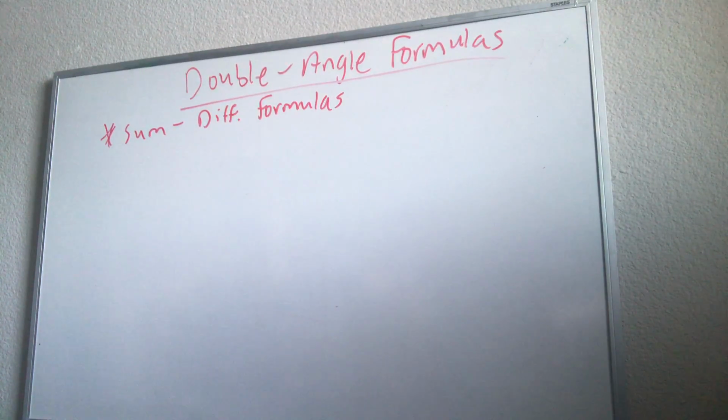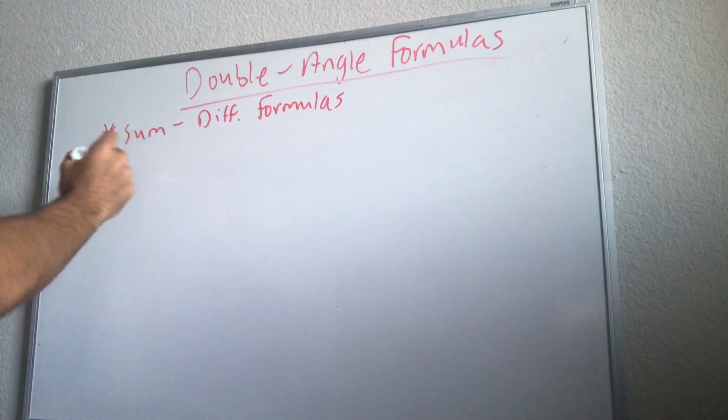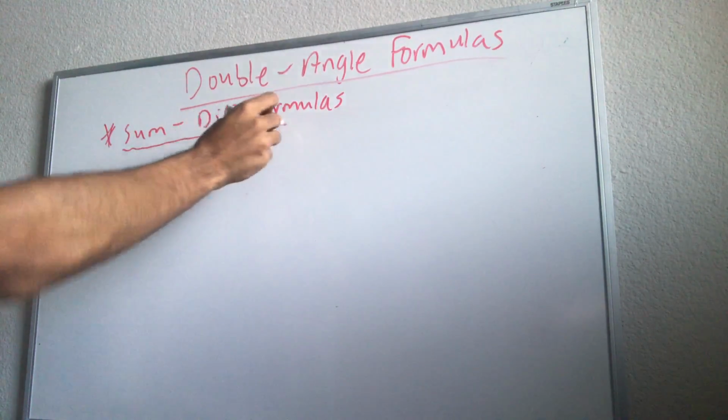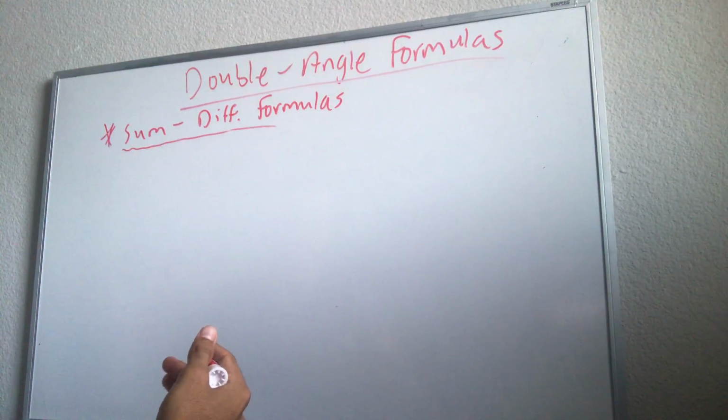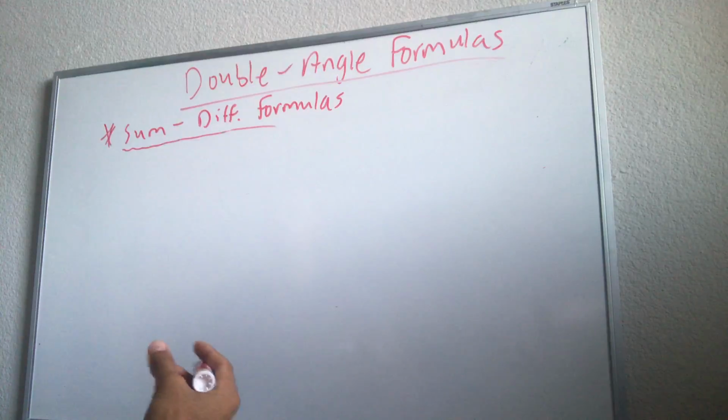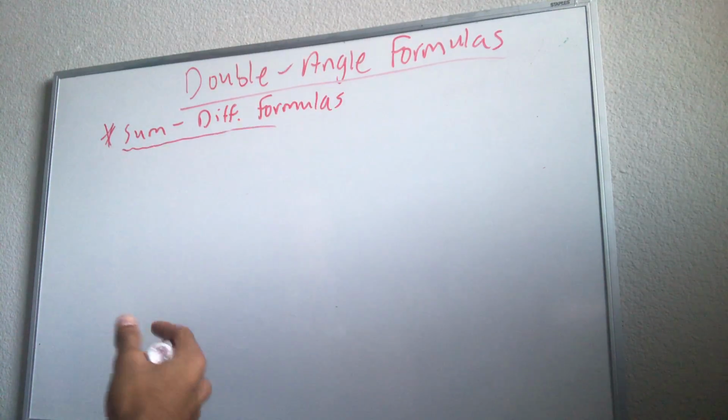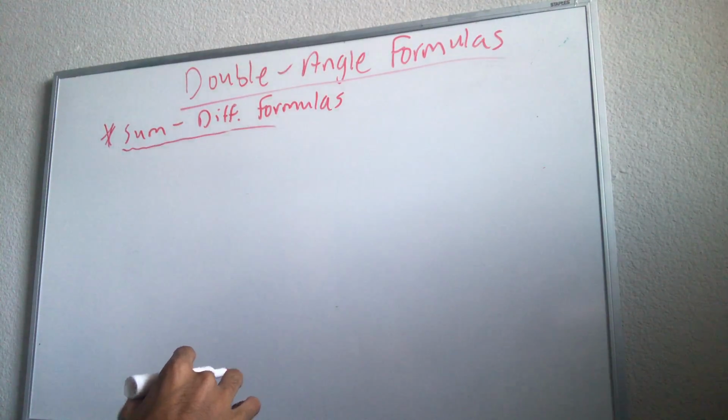So here are double angle formulas and some difference formulas for trigonometry. To start off, there are some formulas that you want to know. The first ones that I'll be going over are sum and difference. And if you understand those, you can derive the double angle formulas. These are important for pre-calculus. So the sum and difference formulas are here.